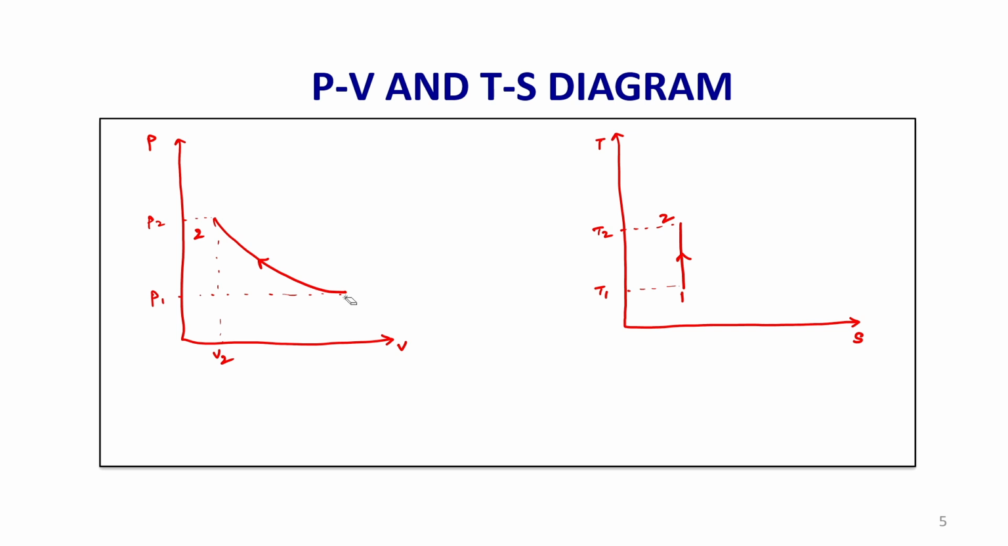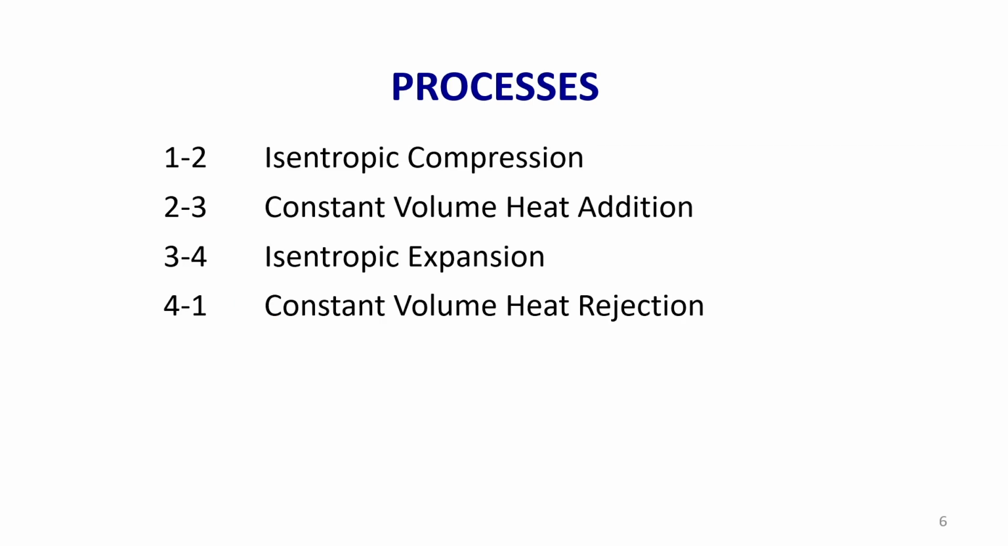Let me mark this point here so that we can mark the dotted line, and this is the volume before compression. So as the piston moves from BDC to TDC, the volume swept by the piston decreases, the pressure exerted on the working fluid increases. Air is considered as the working fluid throughout the cycle in case of air standard cycle. So this is isentropic compression, process 1 to 2.